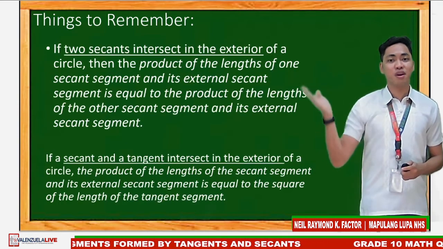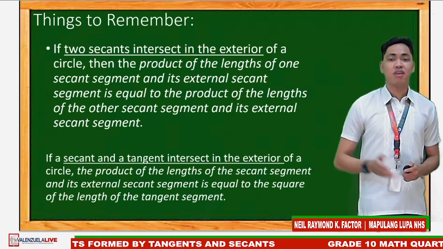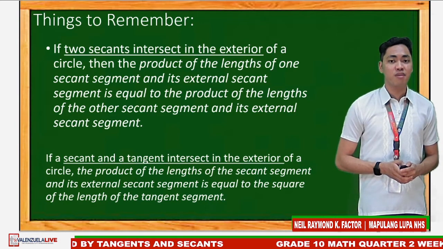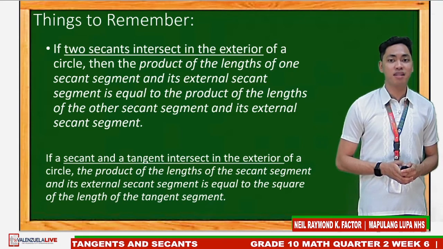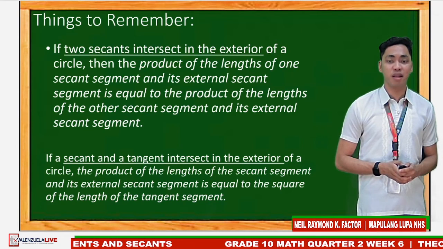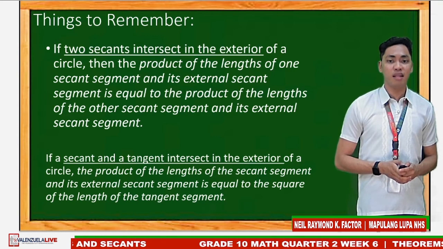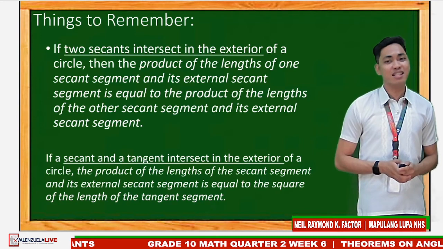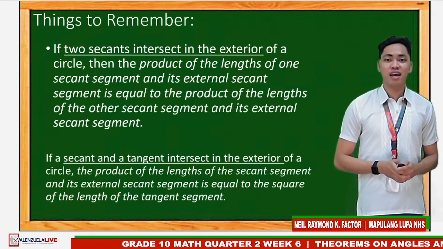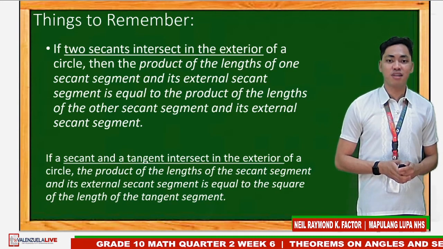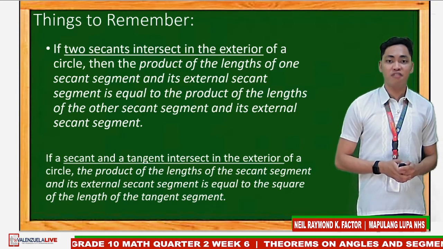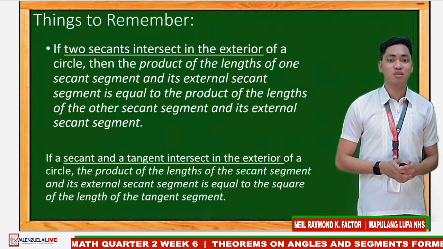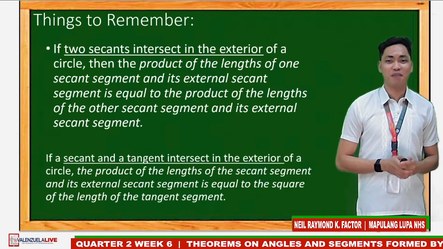For the last two theorems, this is for segments. Theorem number 3 states that if two secants intersect in the exterior of a circle, then the product of the lengths of one secant segment and its external secant segment is equal to the product of the lengths of the other secant segment and its external secant segment. And lastly, for theorem number 4, if a secant and a tangent intersect in the exterior of a circle, the product of the lengths of the secant segment and its external secant segment is equal to the square of the length of the tangent segment.